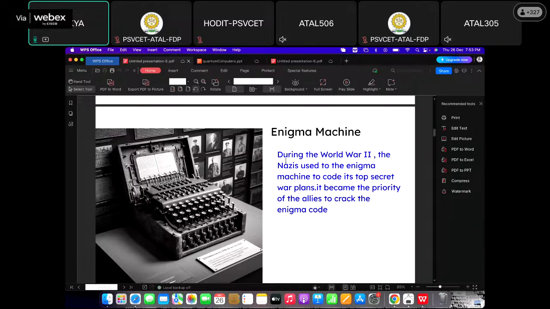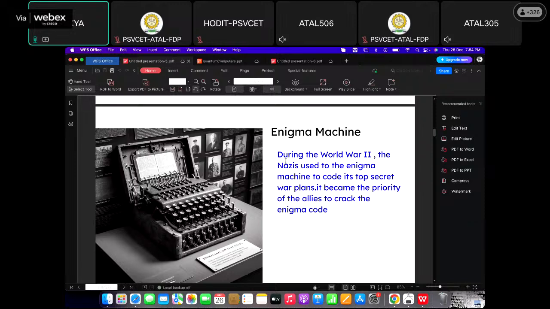This machine was used in World War II. During World War II, the Nazis used the Enigma machine to code its top secret war plans, and it became the priority of the Allies to crack the Enigma code. I repeat once again, this is one of the Enigma machines.